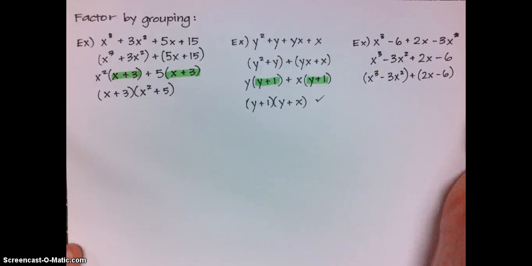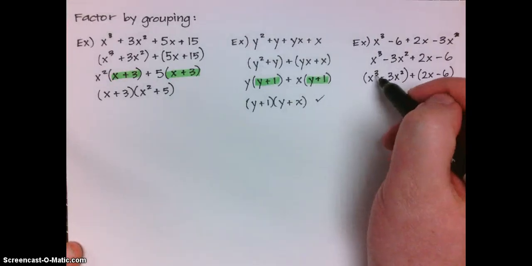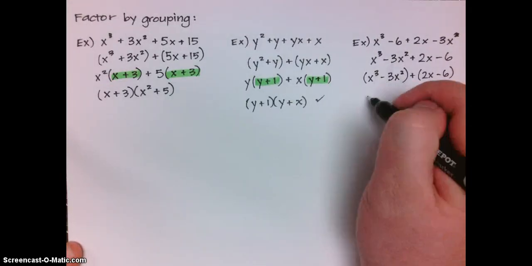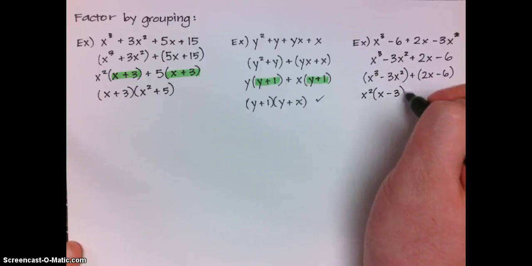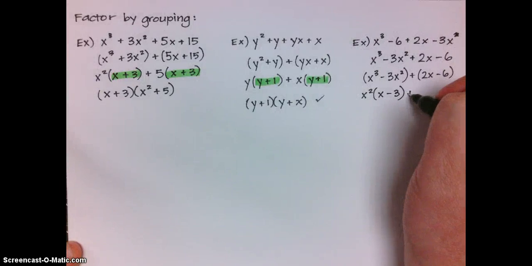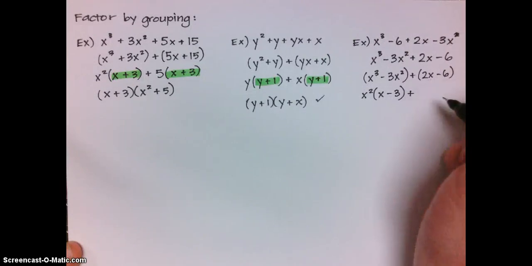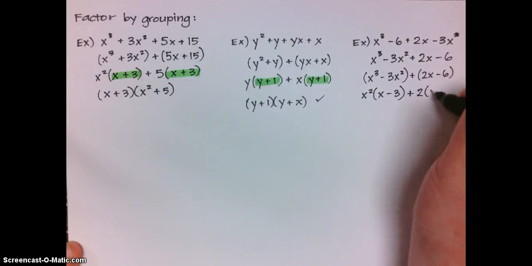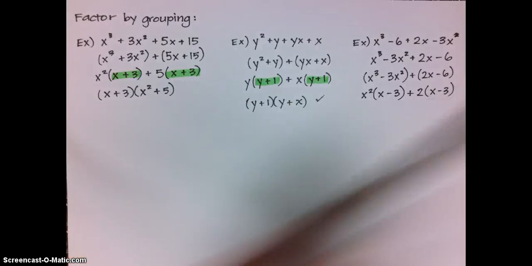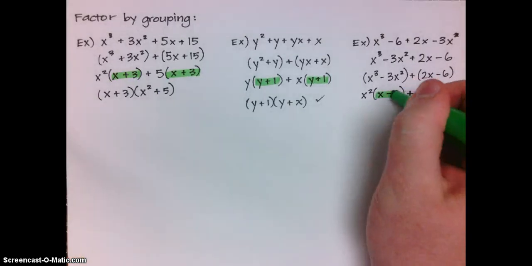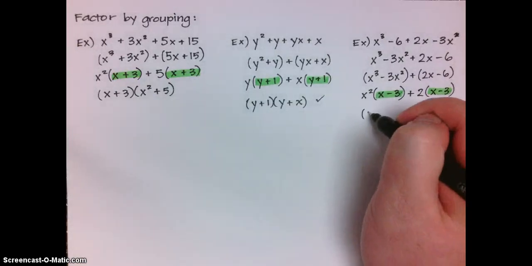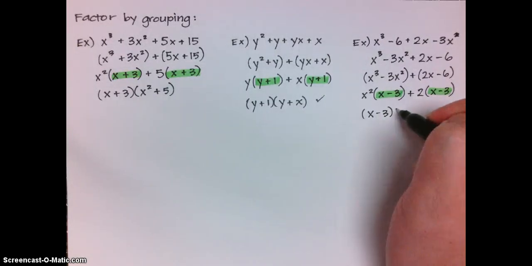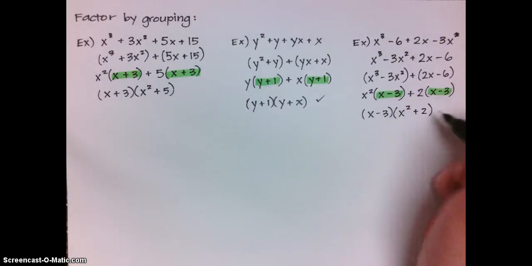Now let's pull out our greatest common factor in each group. Between x cubed minus 3x squared, I'm going to pull out an x squared. I'm going to be left with x minus 3 on the inside, plus, looks like between 2x and negative 6, I can just pull out a 2. I'm going to have x minus 3. And as you can see again, inside my parentheses, I have the same thing written down, the x minus 3. So I'm going to pull that out, x minus 3, multiply it by what I'm left with, the x squared plus 2. And I'm done.